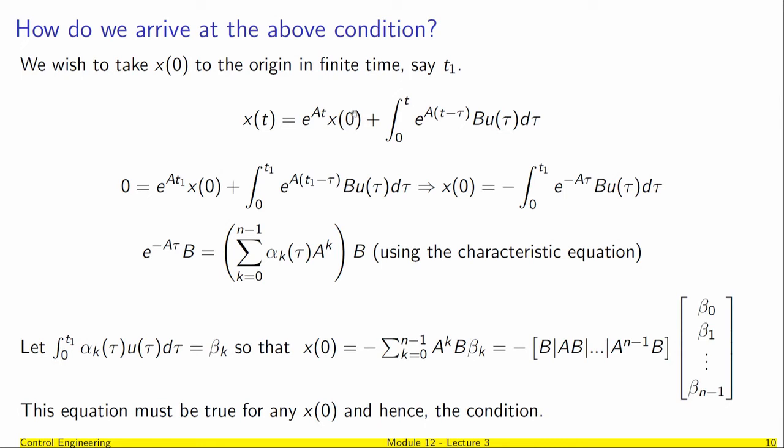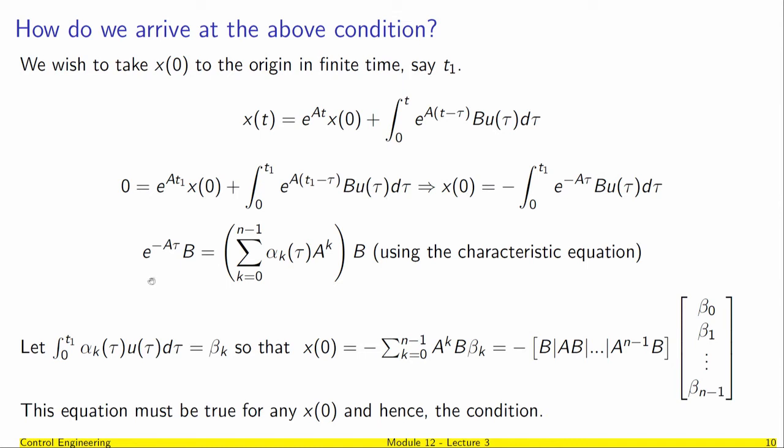Given any initial condition, assume that I want to reach the origin in some time t1. I will ask when does the solution exist. What does it mean by the solution? If I look at this expression, I know the initial condition x naught, I know the initial time t naught, I also know the matrix A, and I also know the matrix B. All I want to find out is, can I reach the origin starting from any arbitrary initial condition by application of some control. So, this is the unknown.